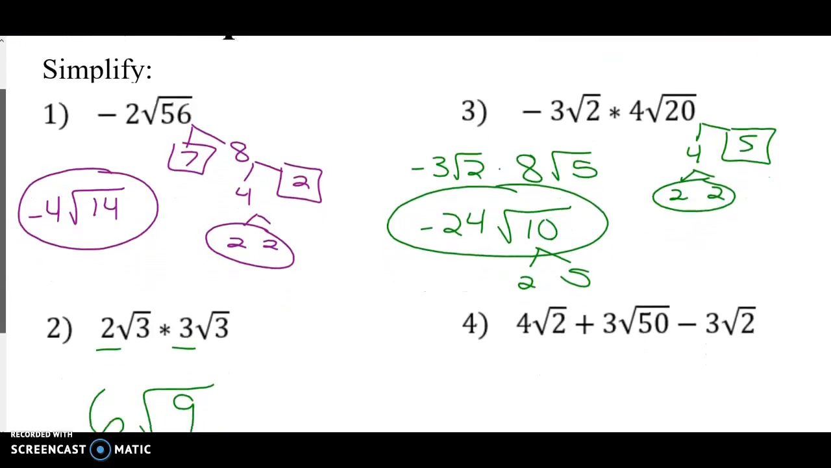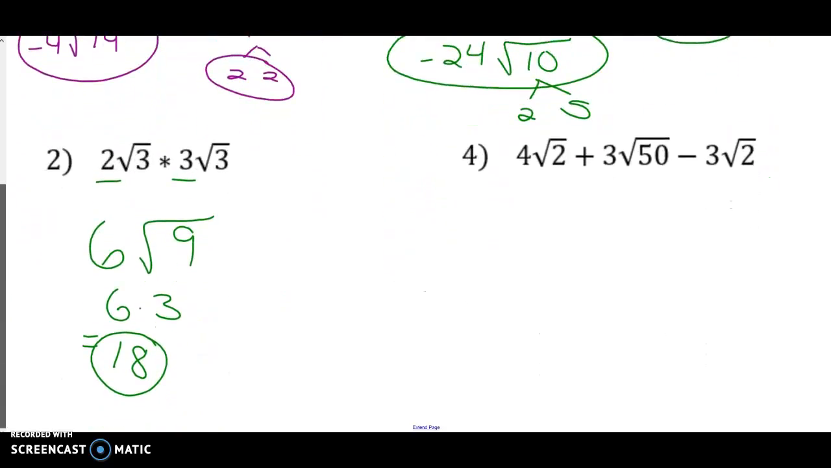Good, and last, number 4. I'm going to do this the way that we practiced last class, okay? Not the factor tree, but the other way. Remember that one? So this is 4 square root of 2 plus 3 times, and I'm going to break this into 2 separate square roots.